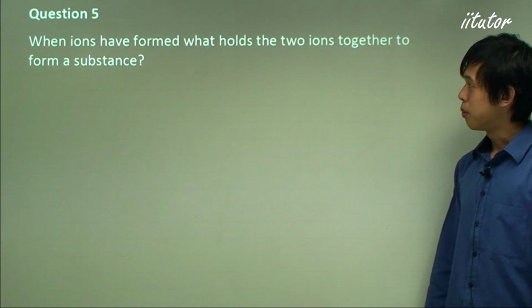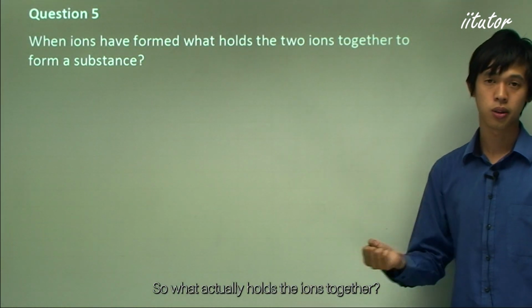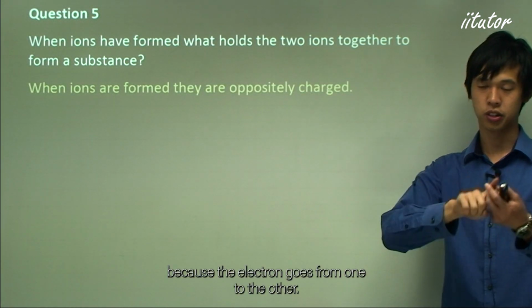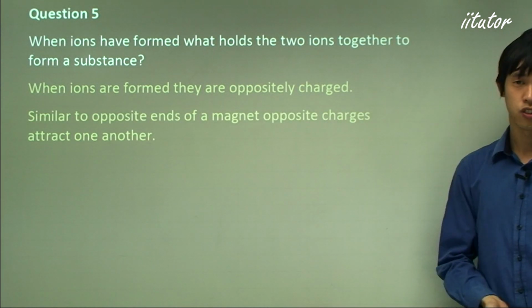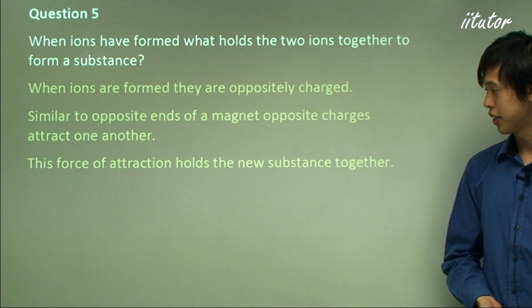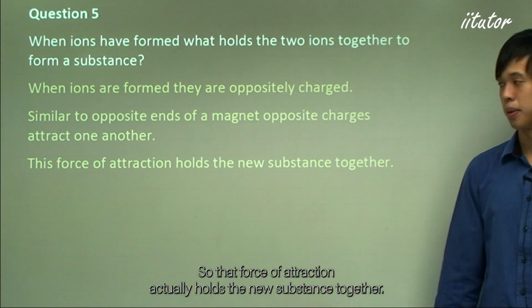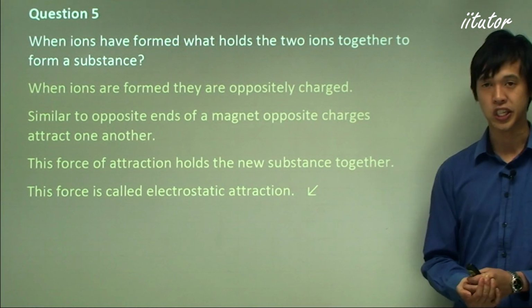So when ions are formed, what holds the 2 ions together to form a substance? Well, when ions are formed, they're oppositely charged because the electron goes from one to the other. Similar to the opposite ends of a magnet, opposite charges attract one another. This force of attraction holds the new substance together. And this force that holds them together is called electrostatic attraction.